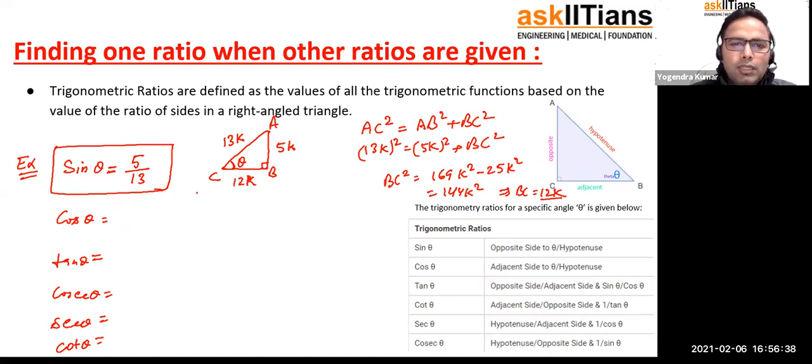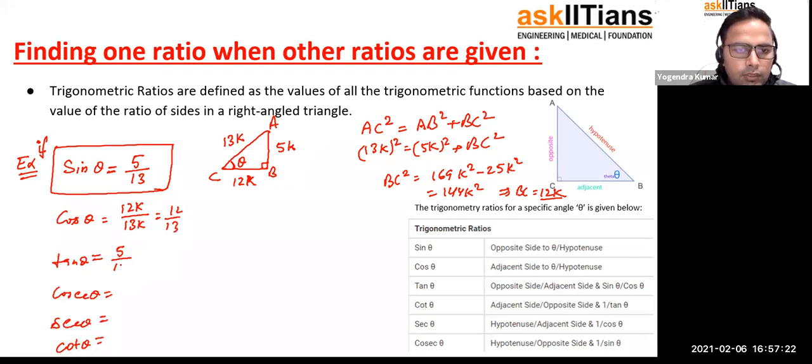So now if this is given to me, I can figure out all other trigonometric ratios. Cos theta is base upon hypotenuse. It is going to be 12k divided by 13k, which is 12 divided by 13, because cos theta is base upon hypotenuse. Tan theta is, my bad, opposite by base, it is 5 divided by 12.